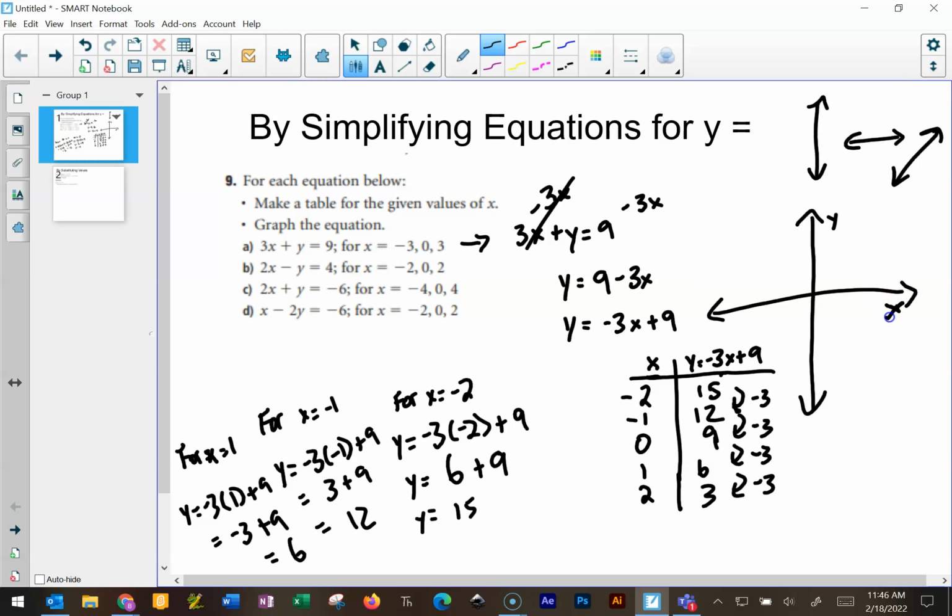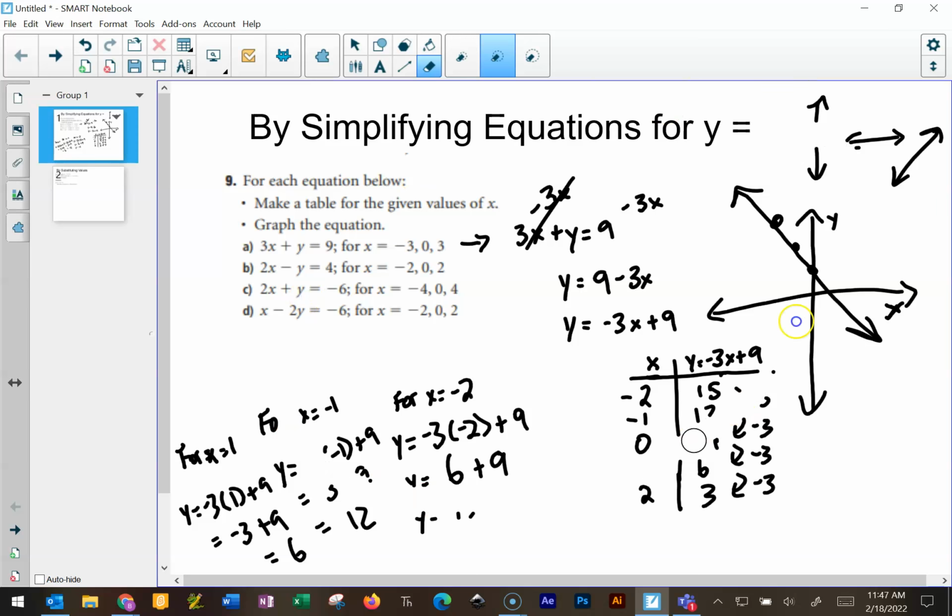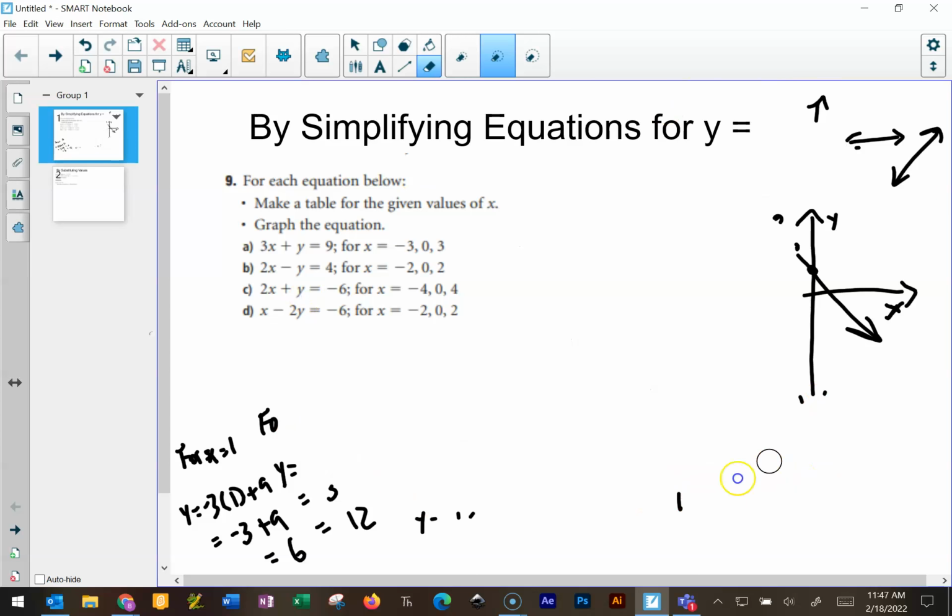Now, I don't have any scale on this. I don't have any numbers either way, but let's just say that negative 2 is going to be here, and positive 15 is going to be there, and then negative 1 is going to be here, and positive 12 is going to be there, and 0 and 9 is going to be there. And when you finish filling in all these dots on your chart and you draw the line, the graph is going to look something like that. So that's using substitution.